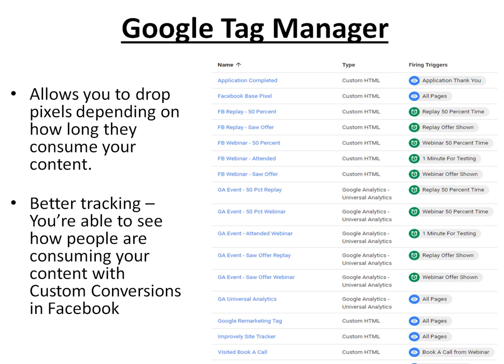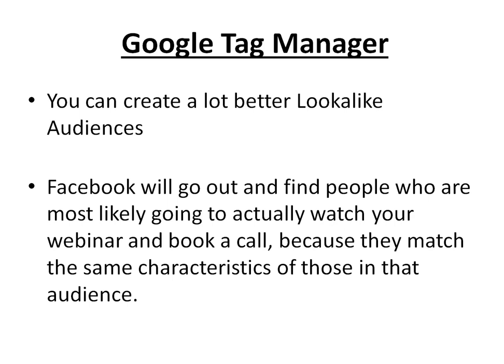Then you're actually able to have better tracking because you're able to see how people are consuming your content with custom conversions in Facebook. So you can create a custom conversion, and then you can have that column show up in your Facebook Ads Manager. So Google Tag Manager also allows you to create a lot better lookalike audiences. So Facebook will go out and find people who are most likely going to actually watch your webinar and book a call because they match the same characteristics of those in that audience.